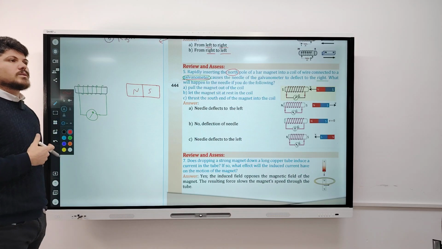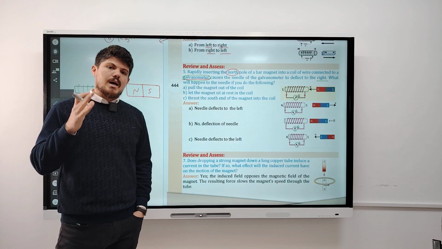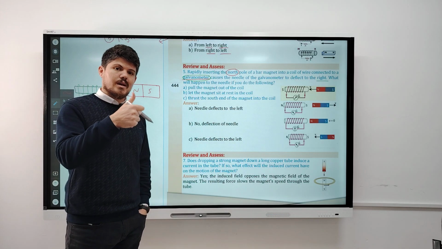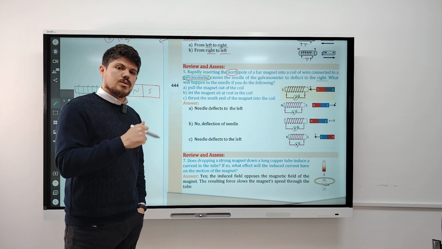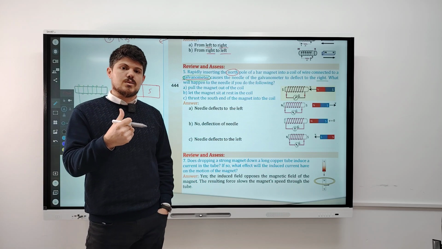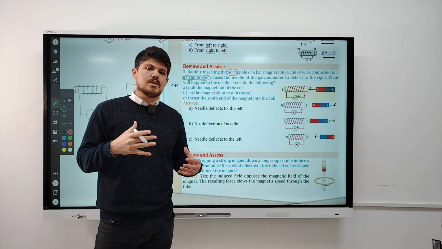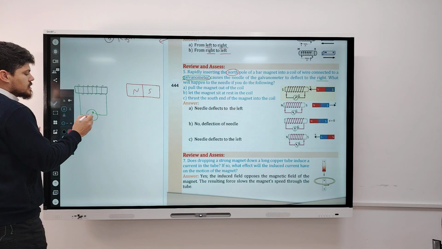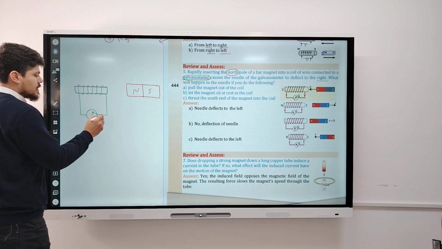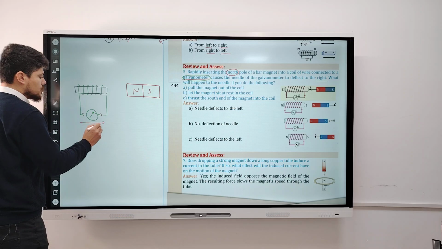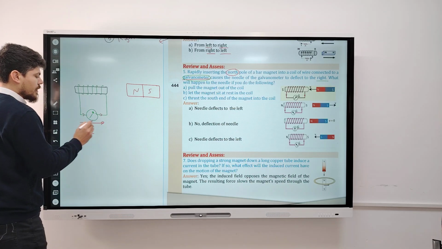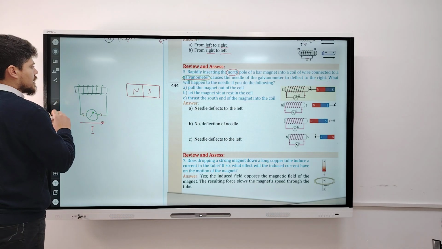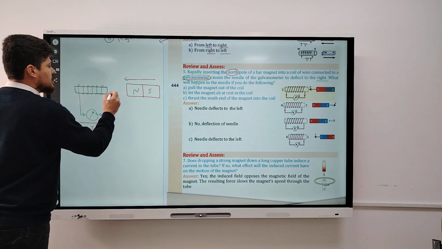Why? Because the direction of the deflection of the galvanometer has the same direction as the current. When the current is directed to the right, the galvanometer also deflects to the right. When the current is directed to the left, the galvanometer's needle is directed to the left. In this case, the galvanometer is deflected to the right, so that is why the current is also to the right.